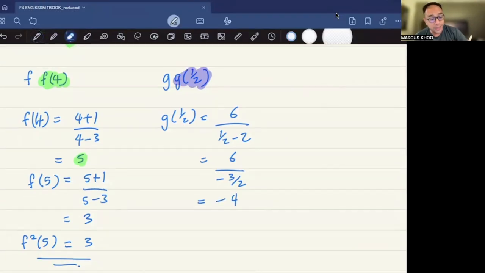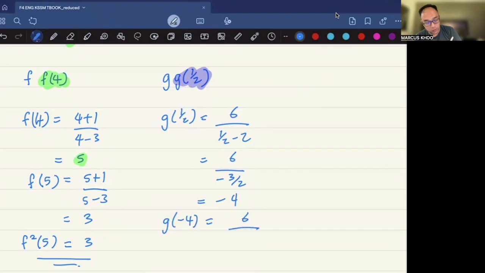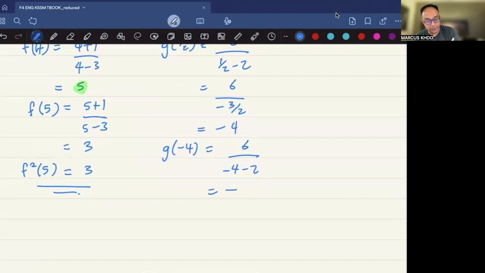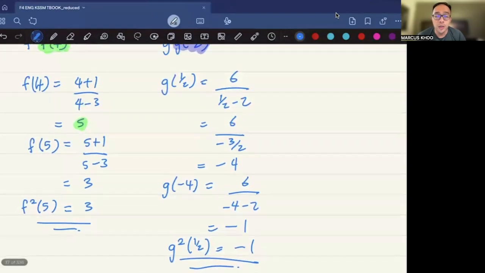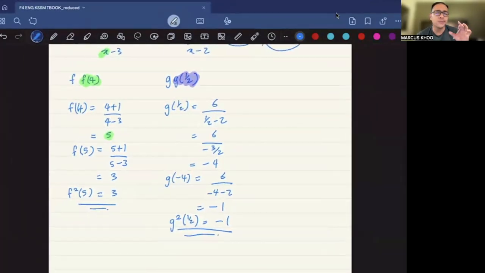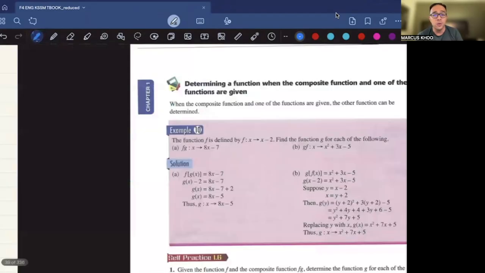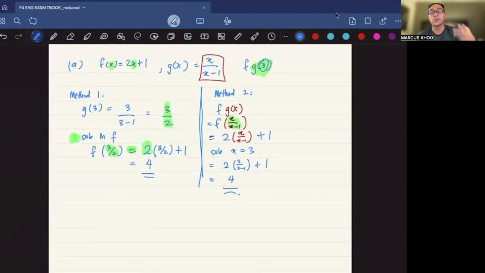Now you have to put the negative 4 into the second g. So this will be g of negative 4, which is 6 over negative 4 minus 2. This will give you an answer of negative 1. Therefore, g squared half, which is gg half, equals negative 1 is the final answer that you want. Obviously in this situation, it makes more sense to use method 1 than method 2, because method 2 complicates matters because of the fraction.